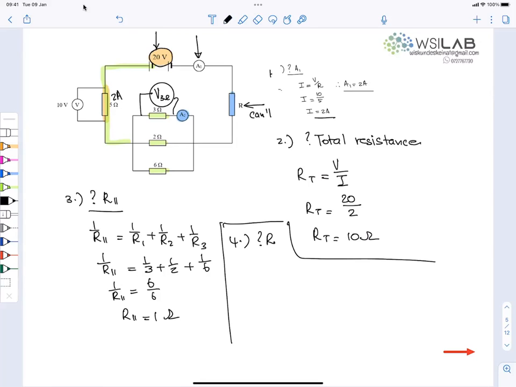Okay, what is R? Now, the total resistance is the resistance in series plus the resistance in parallel. The total resistance we calculated was 10 ohm. The resistance in series is 5, that one on the left-hand side, plus the unknown R. It's also in series. Plus the parallel section we got is 1 ohm. So 10 equals 6 plus R. So R is 4 ohm.